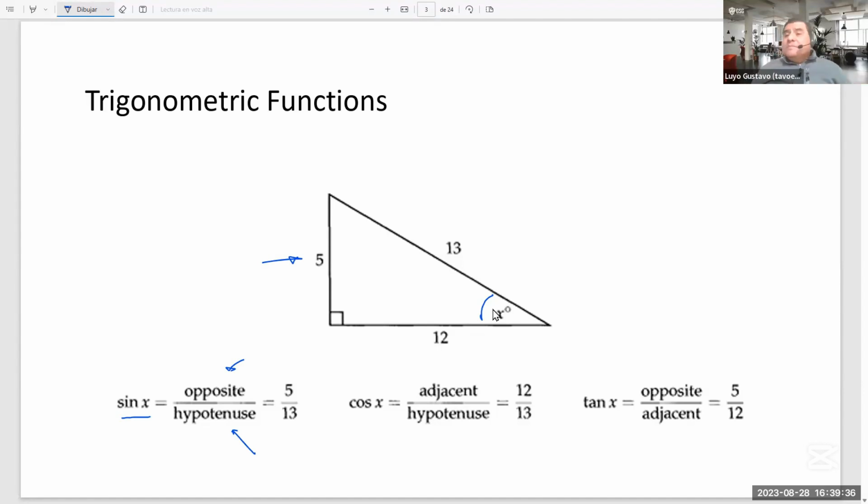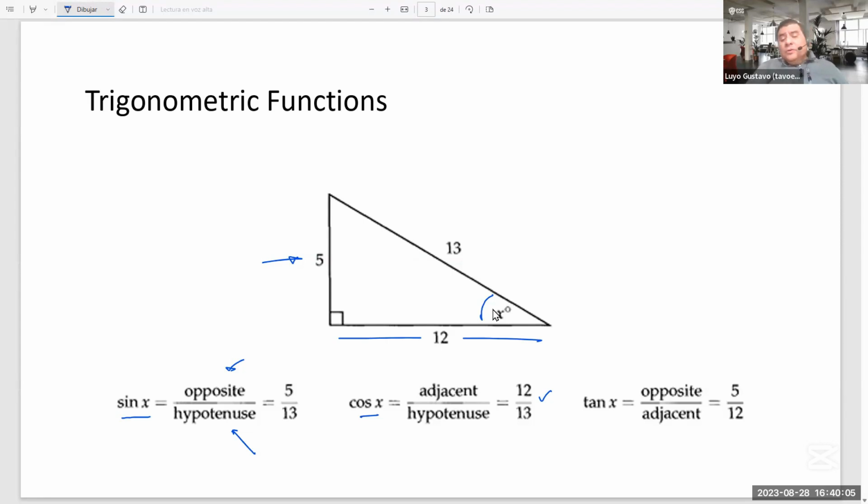sine of x. And for the cosine of x, you simply can say that the length of the adjacent side divided by the hypotenuse yields the cosine. And the tangent is just the ratio of the 2 lengths of the opposite and adjacent sides. So for example, here, without even knowing the angle exactly, we could determine these 3 functions easily.